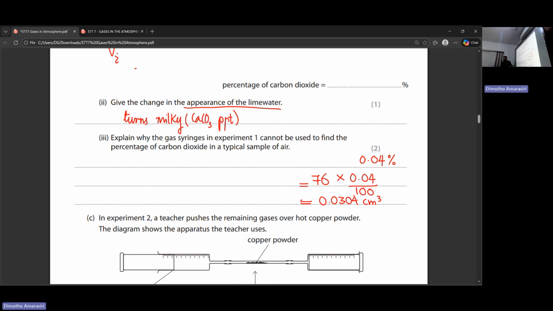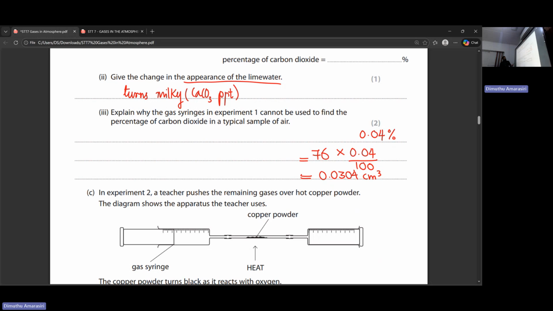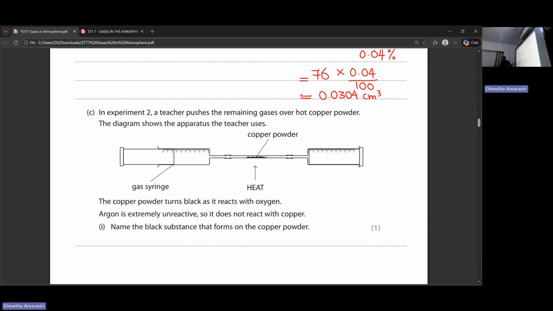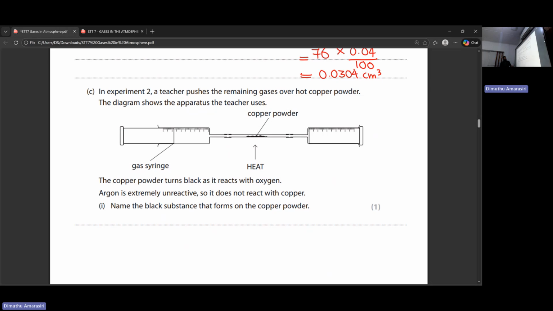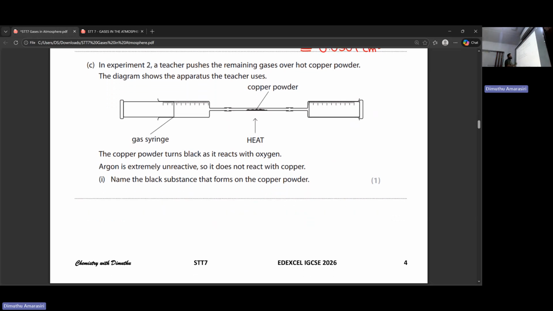Okay, so I hope you guys understand the gravity of this exam and how much you can work on it. Name the black substance that forms in copper powder. Name it and write the formula: copper oxide. That substance is copper oxide.